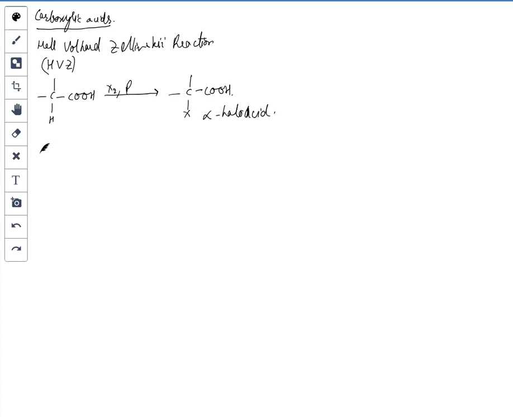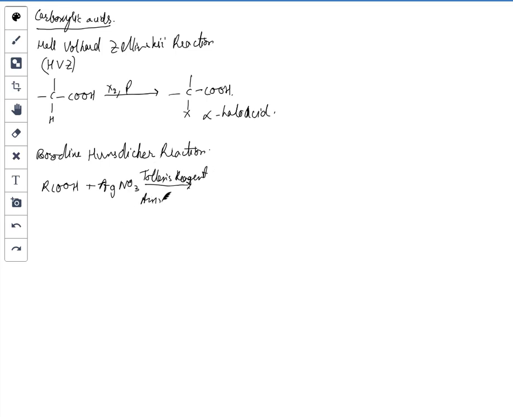Now we have something called the Borodin-Hunsdiecker reaction. In this Borodin-Hunsdiecker reaction, we again have a carboxylic acid, RCOOH. We react it with Tollens reagent. Tollens reagent is ammoniacal silver nitrate solution.